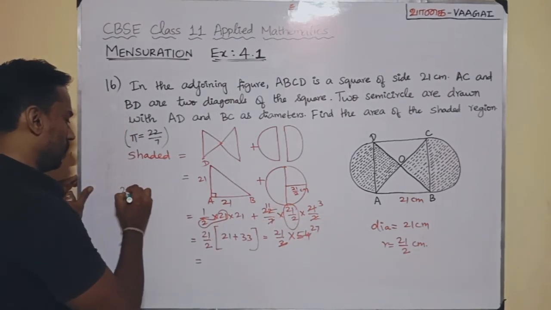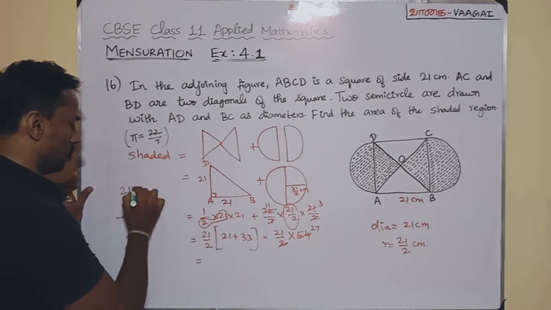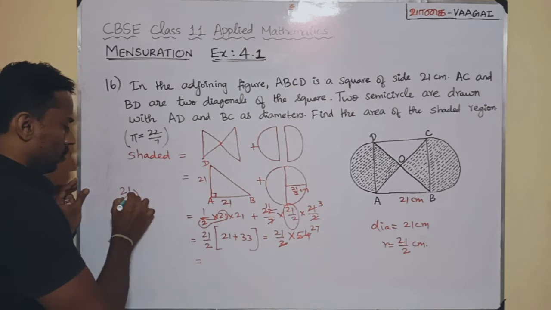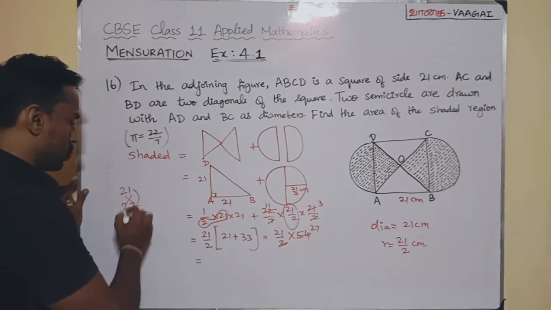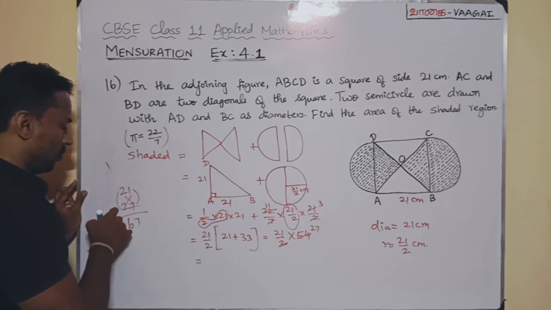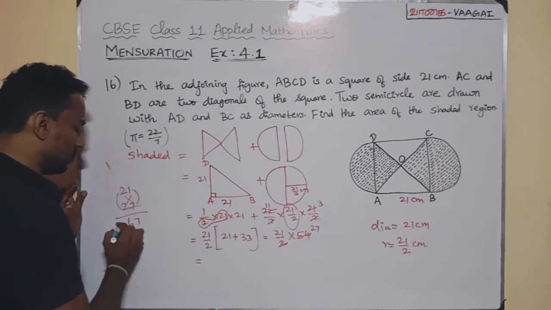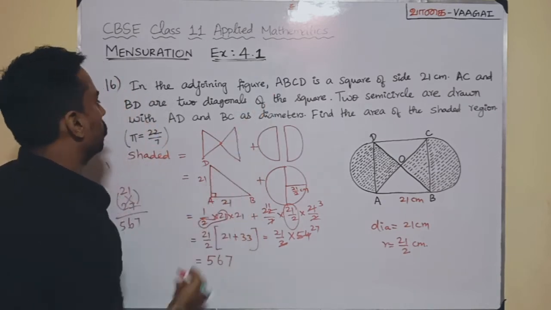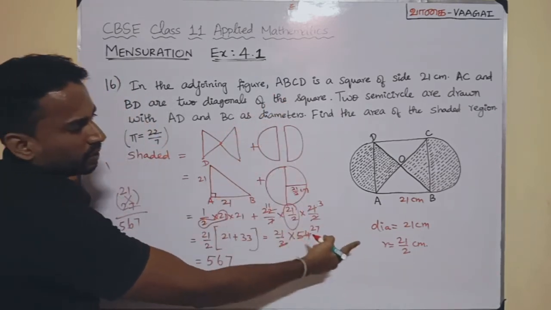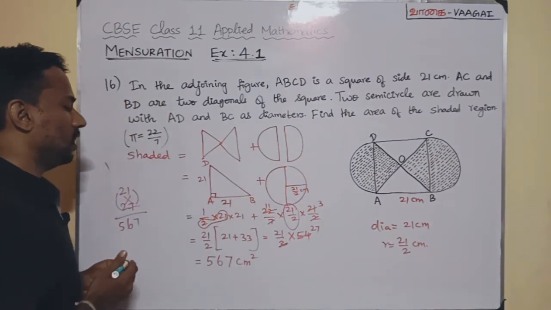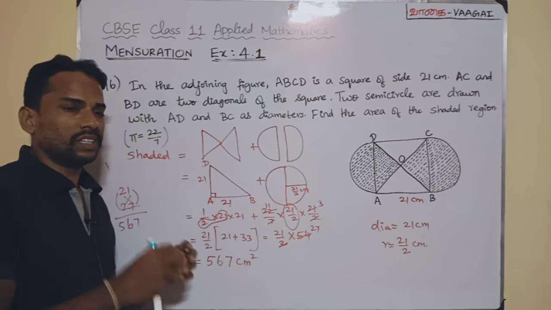So what about 21 into 27? We'll multiply it. 21 into 27 will be 1 7s are 7, then 7 2s are 14, 2 1s are 2. So 14 plus 2 will be 16, then 1 carry, and finally 2 2s are 4, 4 plus 1 is 5. So 567. So what about the units? Everything is there in centimeter only. So that means centimeter square. So area of the shaded region is going to be 567 centimeter square.